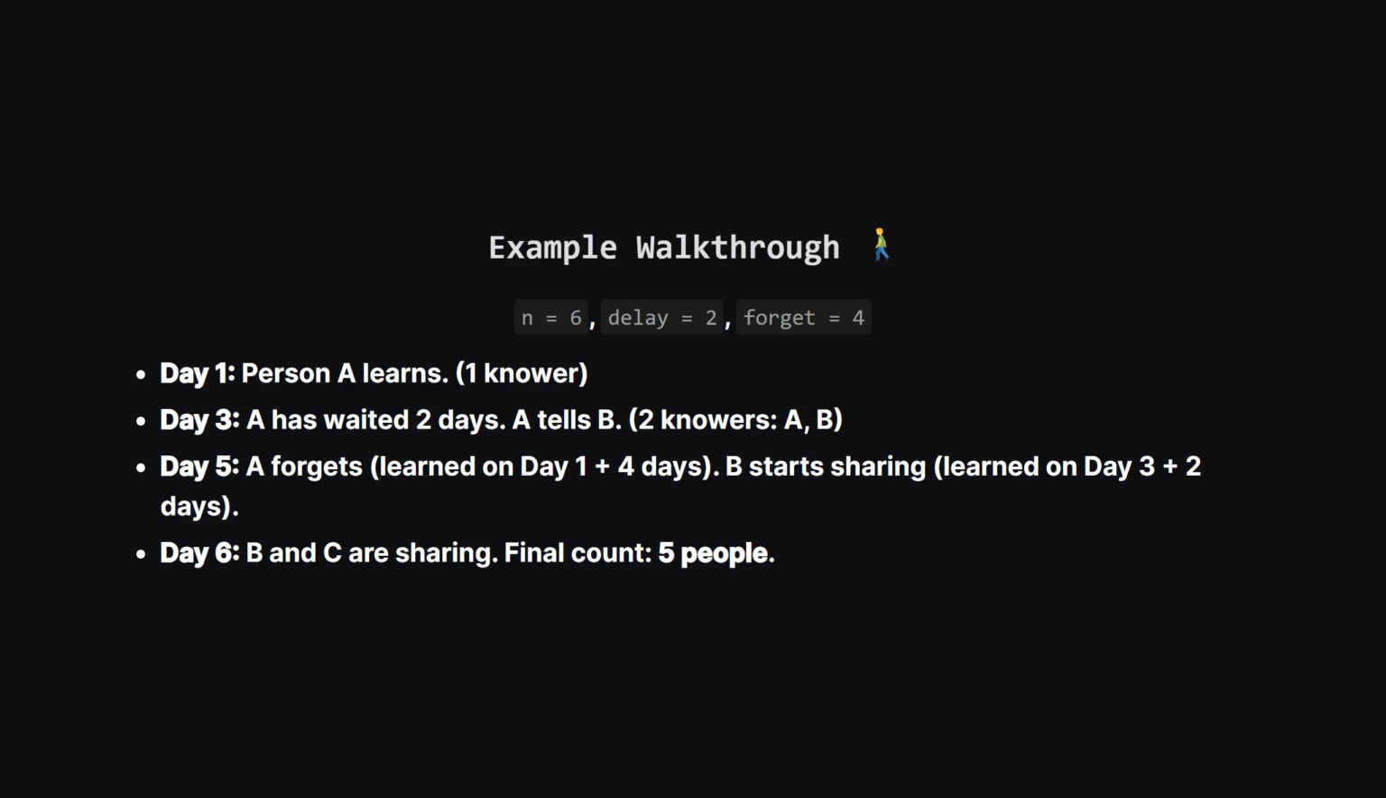On day 1, person A learns. They have to wait 2 days to share. So on day 3 they tell person B. Now we have 2 people. On day 5 two things happen. Person A, who learned on day 1, forgets because 4 days have passed. But person B, who learned on day 3, has now waited 2 days and starts sharing. It's this handoff, this chain reaction, that is the core of the problem. Following this logic to day 6, we find that 5 people know the secret.